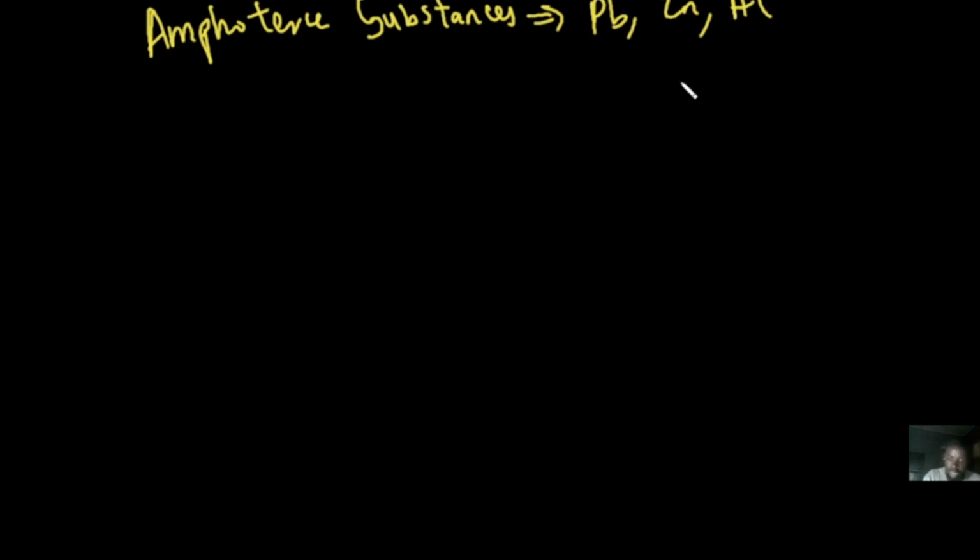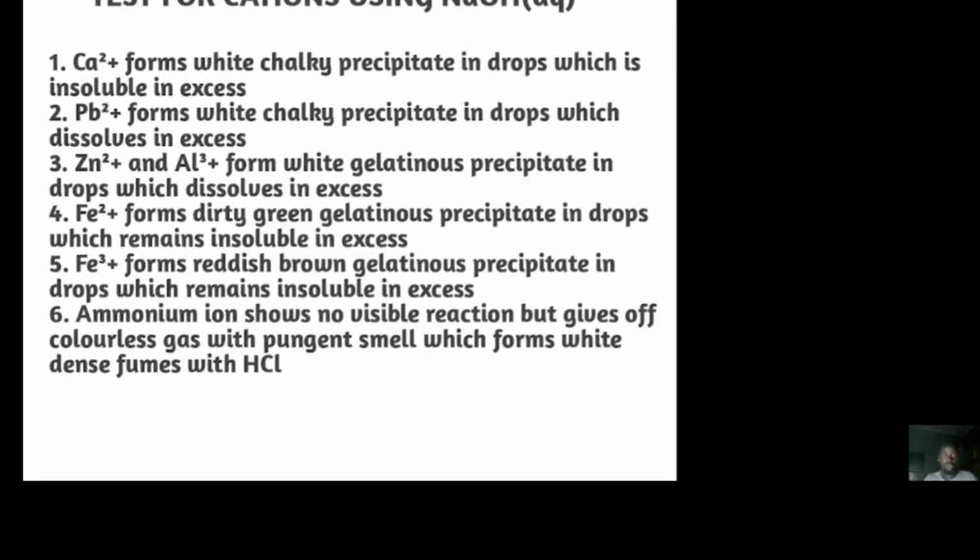Okay, let's get to work. Now, having said this, we're going to start with the very first one. I will consider the following metals. I would just like to put up a picture that could help us understand this. Okay, so test for cations using sodium hydroxide.